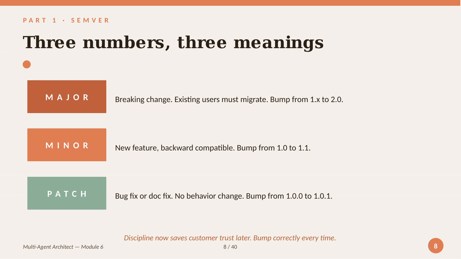The discipline is bumping deliberately every time. Customers rely on the bump signal. Get it wrong, call a breaking change a minor, and you'll spend support hours explaining surprise breakage that wasn't supposed to be possible. Get it right, and customers self-serve their migrations.